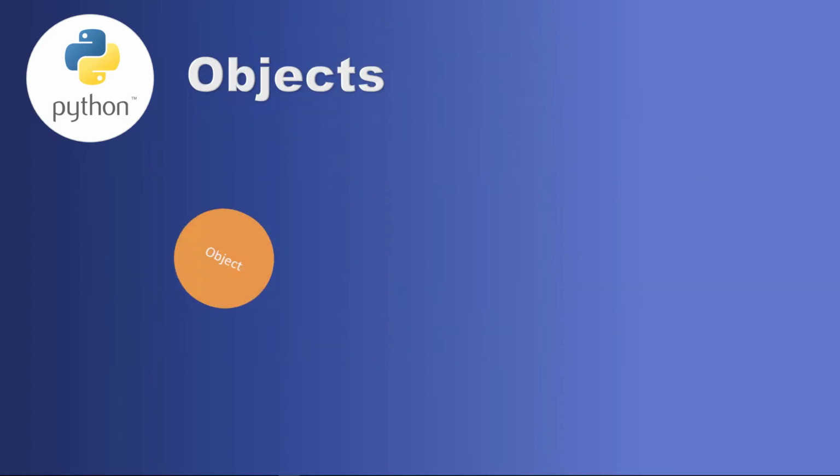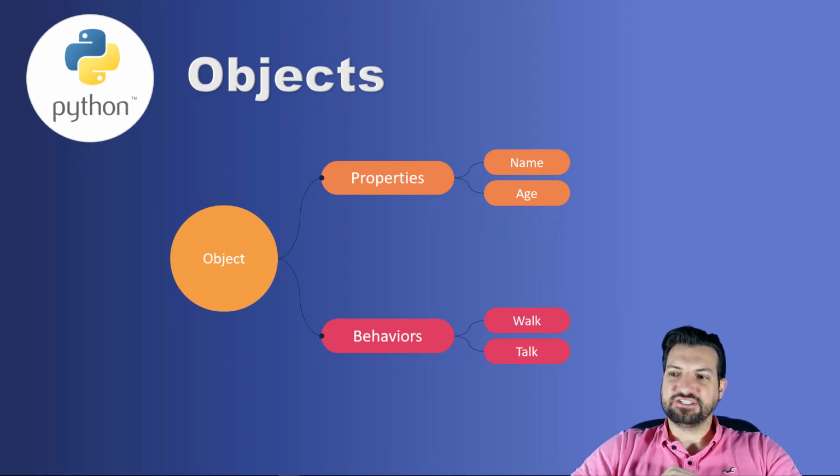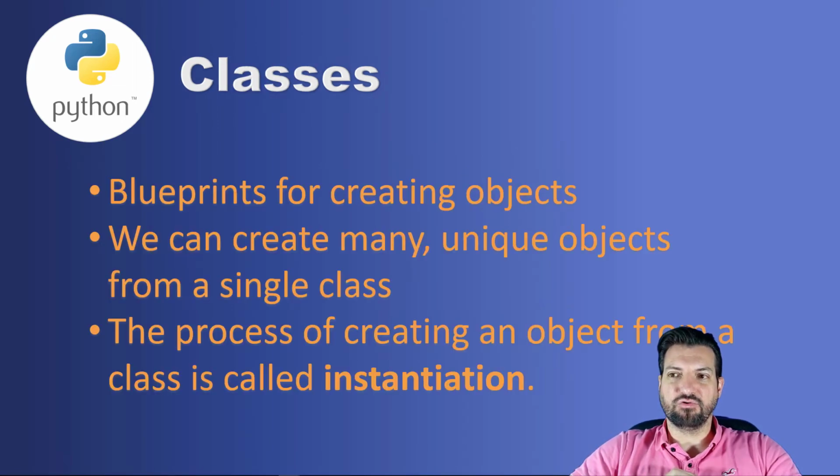So let's take a quick example of, well, what's an object? Well, an object, as an example shown here, is something that contains both properties and behaviors. In this case, we have an object that has the properties of name and age, and also includes the behaviors of walk and talk, which will also be referred to as methods later on in the course.